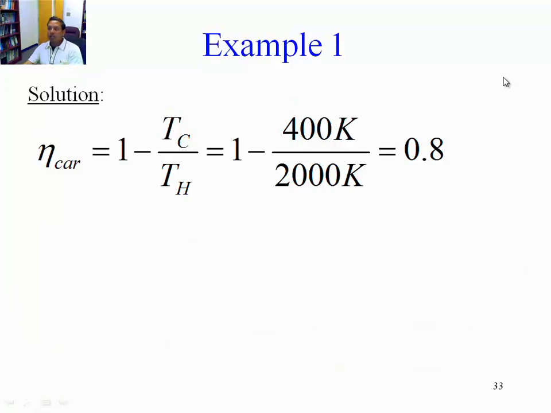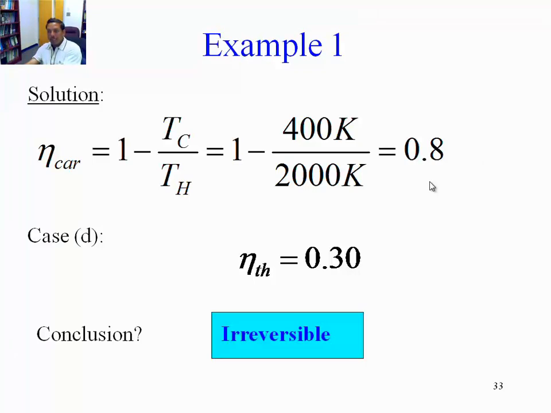And case D, the last set of data that we were given, we were essentially given the efficiency directly. Somebody already did the calculations and computed the efficiency of this cycle to be 30%. And since we have already calculated that the maximum theoretical efficiency of a cycle operating between these two thermal reservoirs is 0.8, it essentially means that this is a realistic cycle. Not only is it realistic, it's operating irreversibly. So the conclusion on this one is that this is true, possible, and is irreversible. Okay?